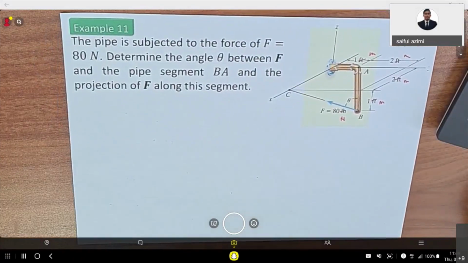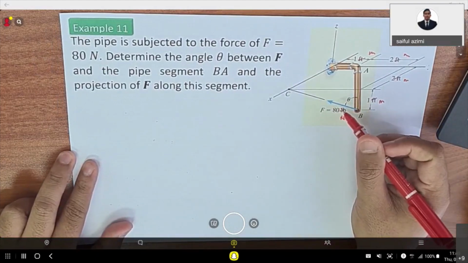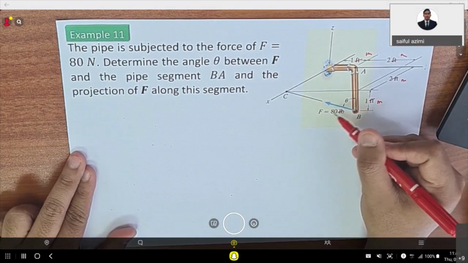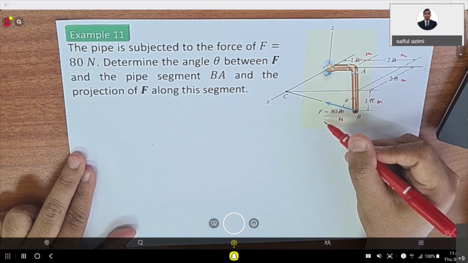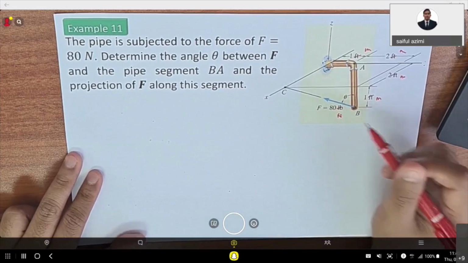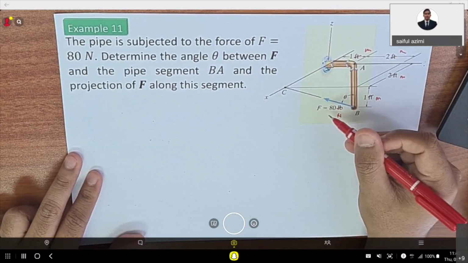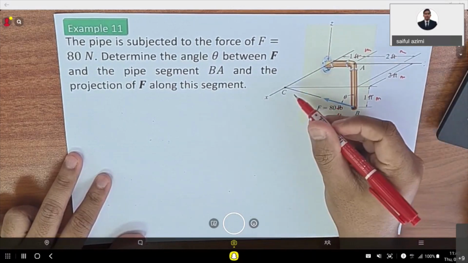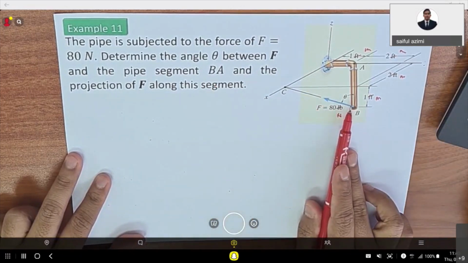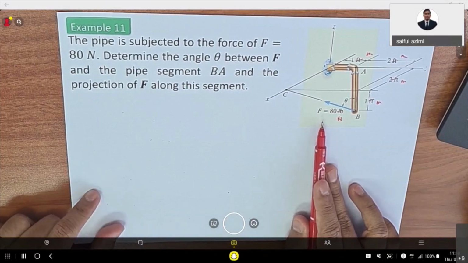So the pipe is subjected to a force of F equals to 80 Newton. So you have the force here. This time, this question asks you to determine the angle theta between F and the pipe segment of BA. You can see here that you already get your axis, which is BA, and your force is here, under the segment of DC. The question asks you to determine the angle theta and also the projection of F along this segment. The projection of F means the vector.